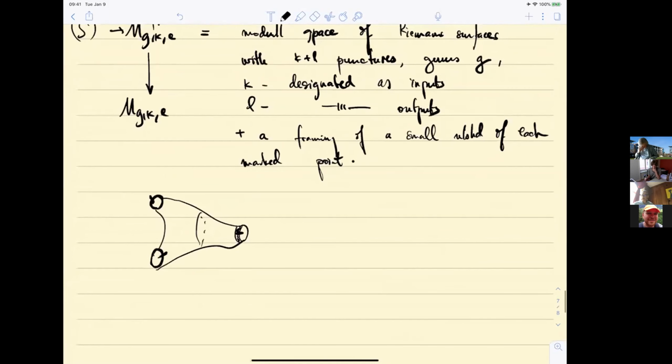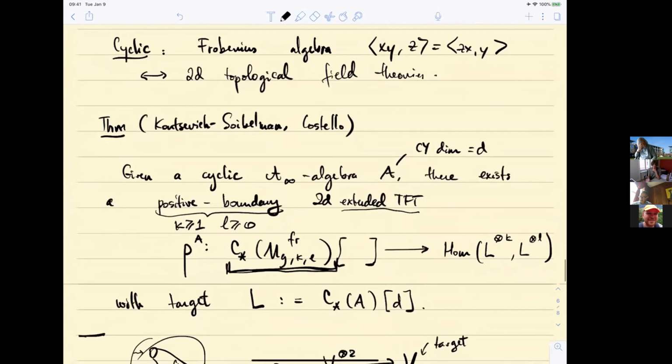All right, now let's go back to the theorem that we had here. This moduli space is some topological space. This C_* means singular chains. And what I'm saying here is that a 2D extended TFT gives me a way to associate to every chain in this moduli space a particular homomorphism between these particular spaces, where L is the Hochschild chains of A with some shift.